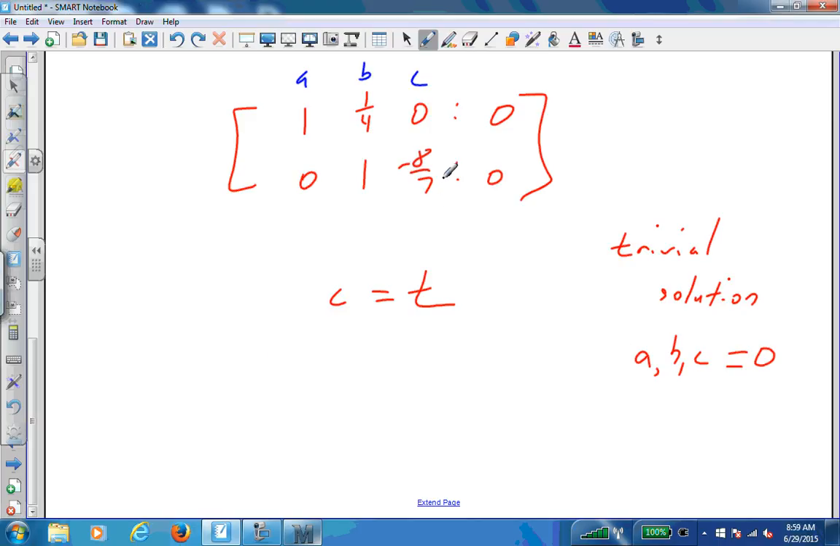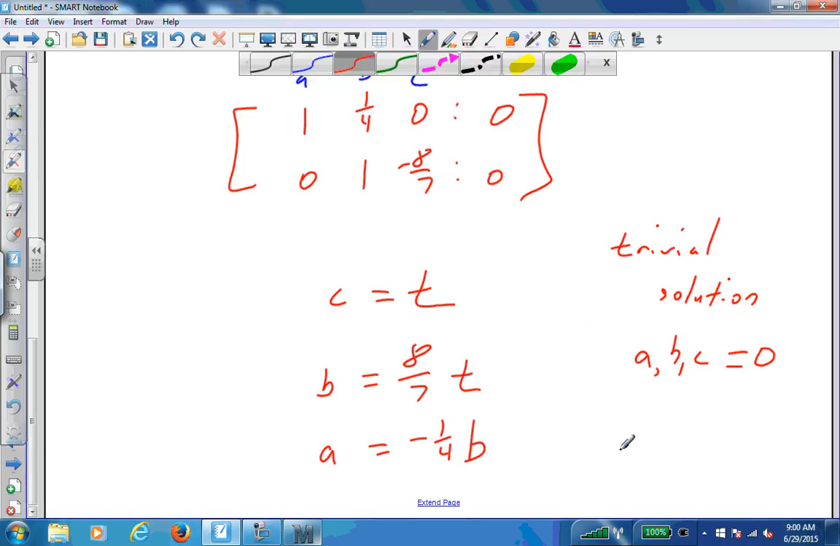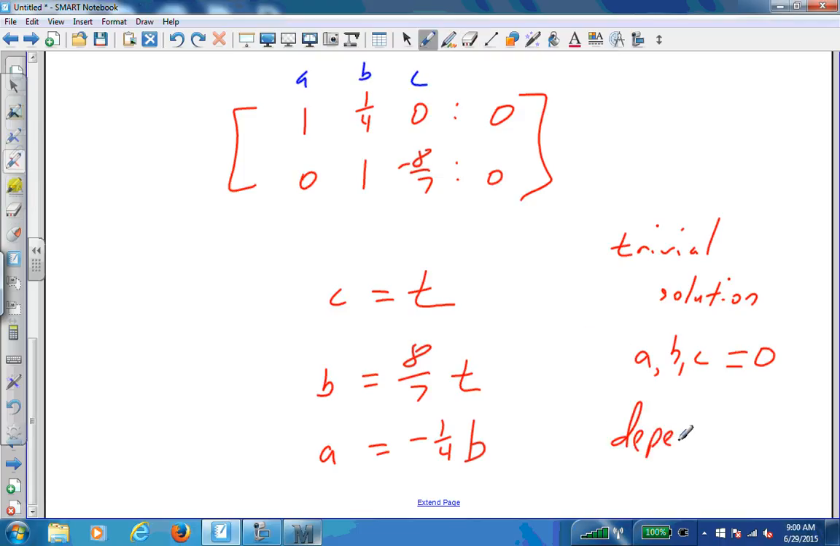If you think about it like this, B is 8/7 C. A is -1/4 B. So basically, you tell me what C is, I'll tell you what A and B are. So there are solutions that are not the trivial solutions. Hence, this one is not independent, but rather it's dependent.